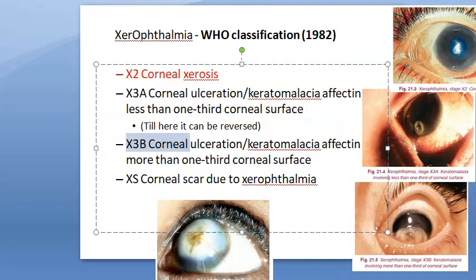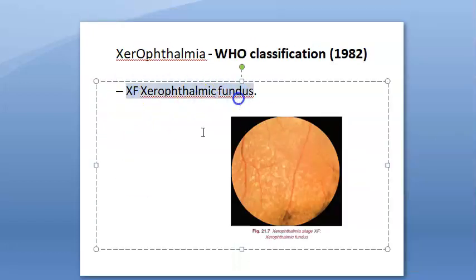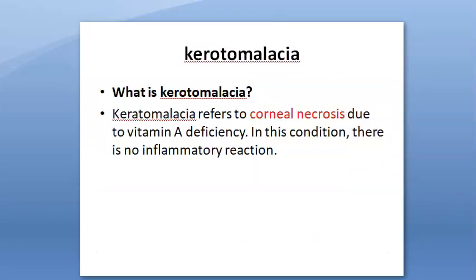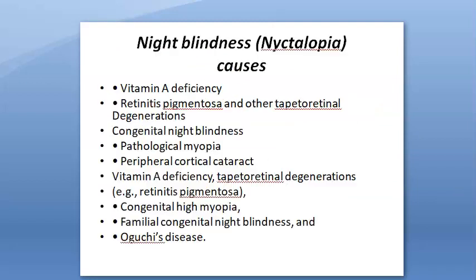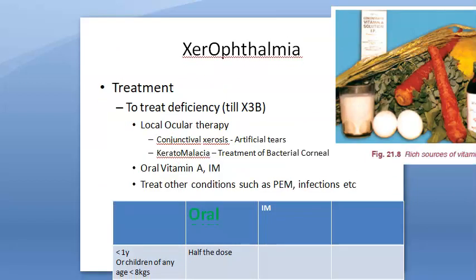XS. There is no 4. Okay. Then you have XF, xerophthalmic fundus. So this classification you should know. What is keratomalacia? Necrosis, melting. You can remember there will be delayed dark adaptation, night blindness. There are a lot of other causes.